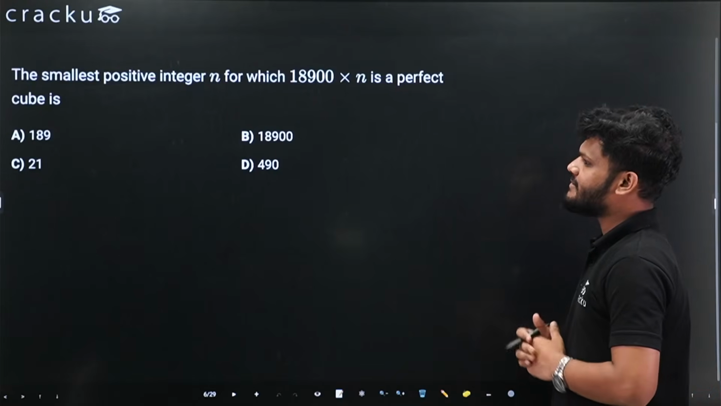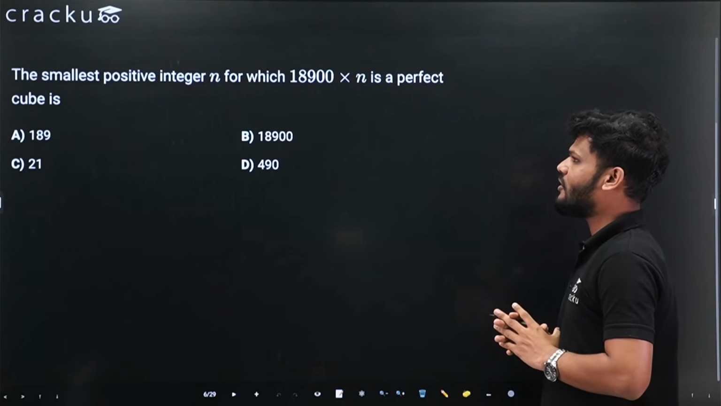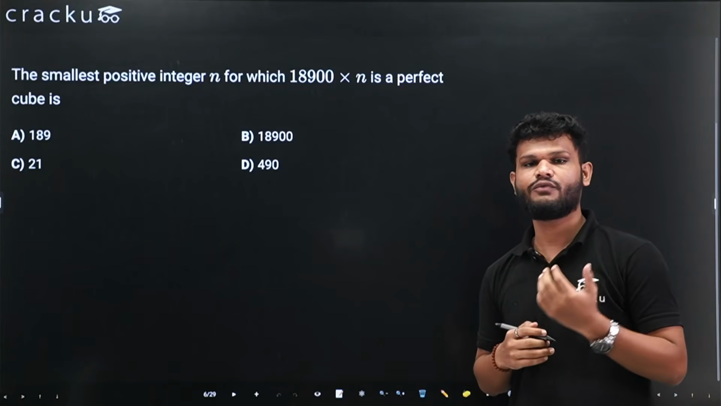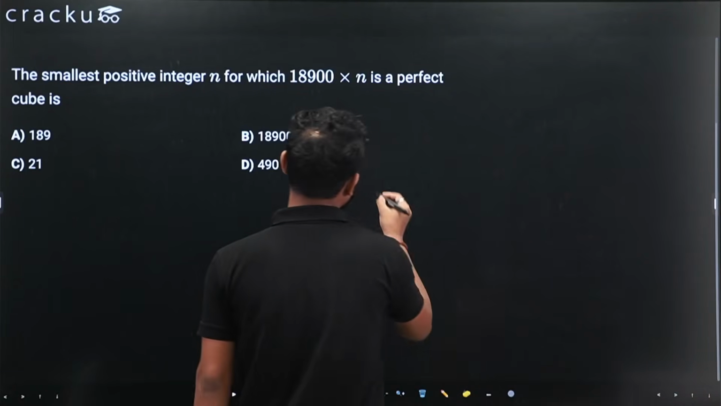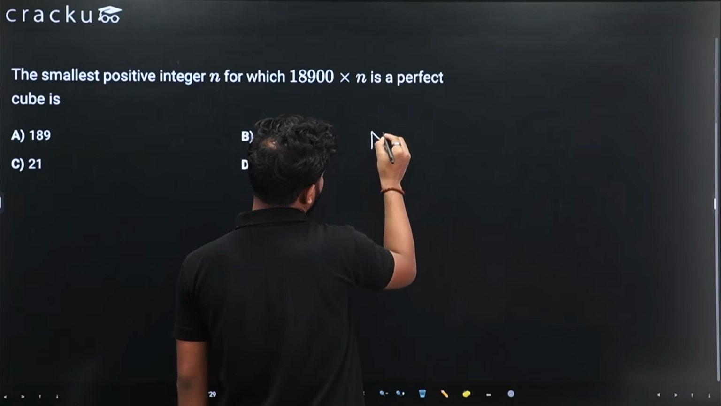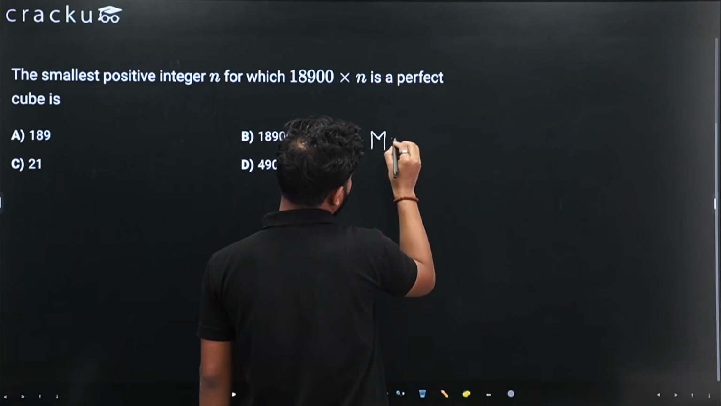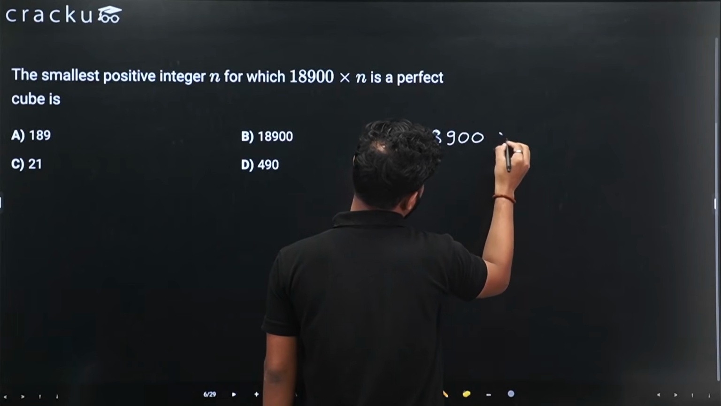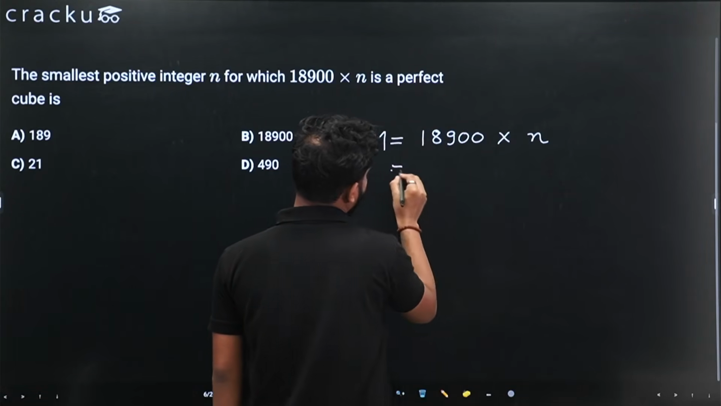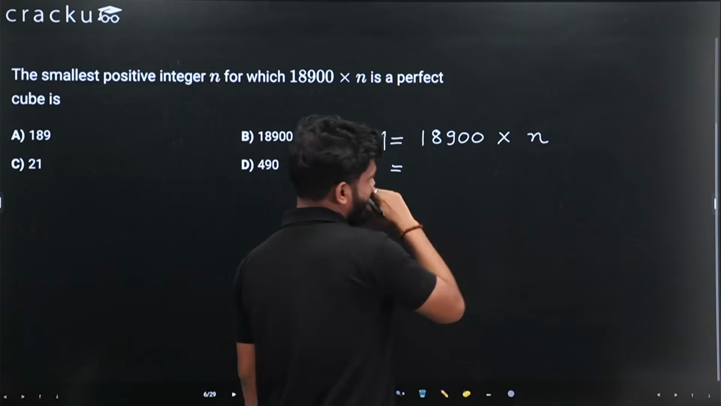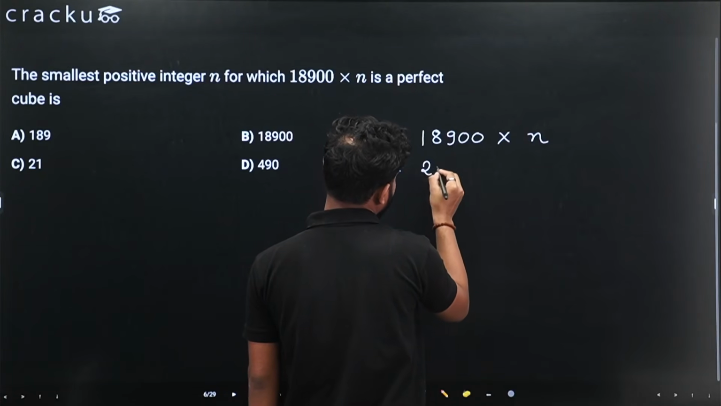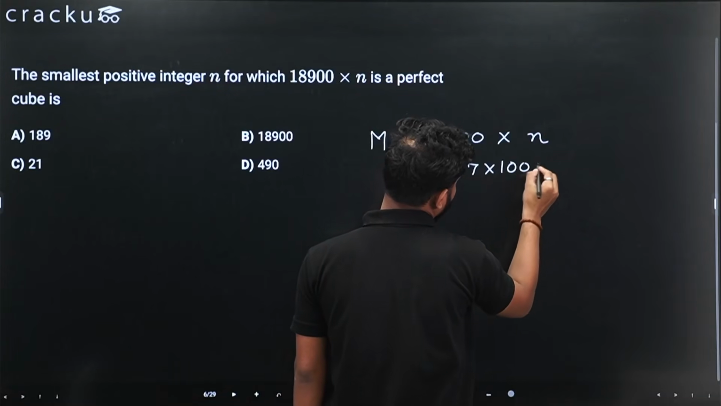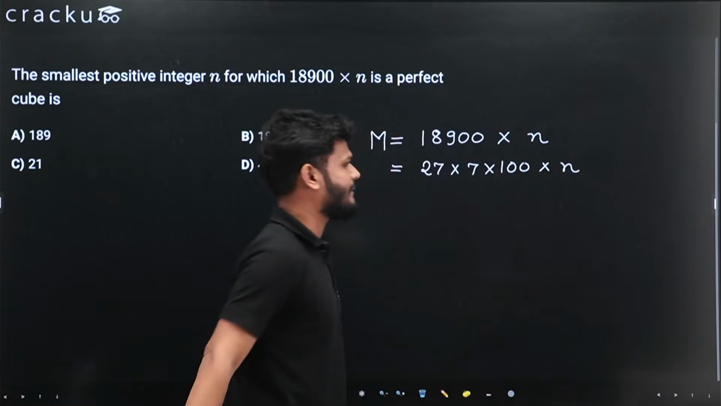In this question we are asked the smallest positive integer n for which this is a perfect cube. So in this one, we need to factorize. Let us say m is equal to 189,000 multiplied by n. Can I write 189,000 as 27 into 7 into 100 multiplied by n?